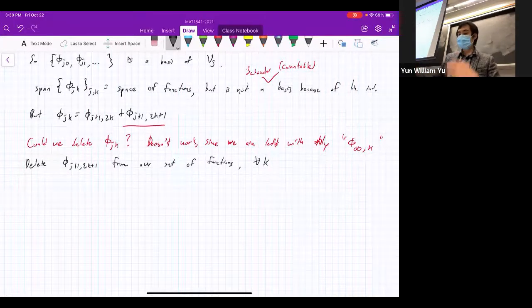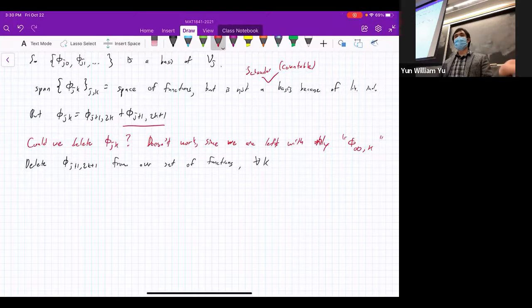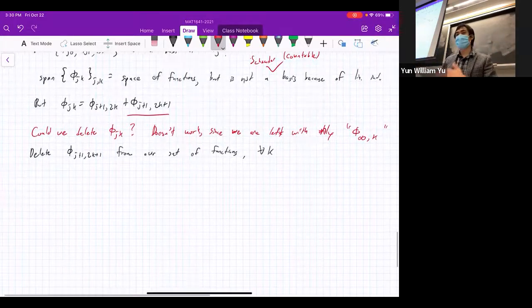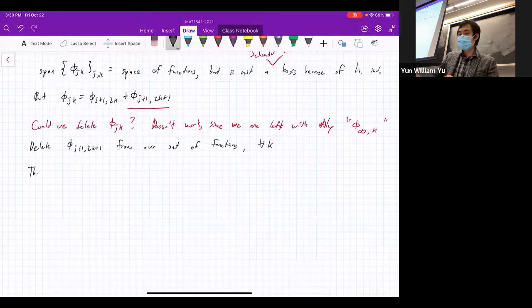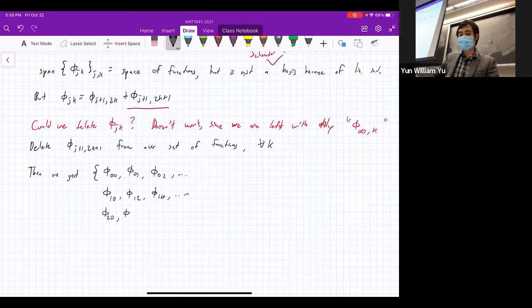So basically we're removing all of the phi jk where j is greater than 0 and k is odd. So we're deleting all the odd ones. And it turns out that that will actually give us a basis that is a bit nicer to work with. So then we get the set phi 0, 0, phi 0, 1, phi 0, 2. It doesn't change anything about the first level. But in the second level, you have phi 1, 0, phi 1, 2, phi 1, 4, and so on. In all the lower levels, you've deleted all of the odd ones, and it goes on forever, obviously.